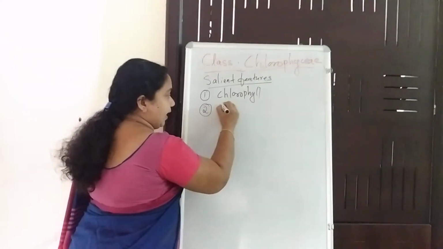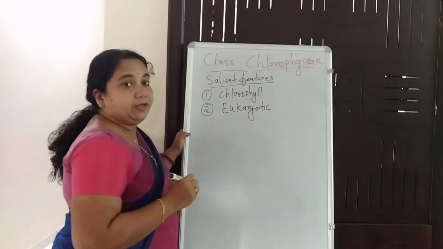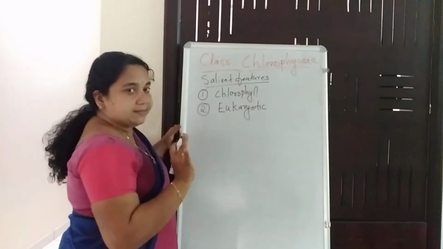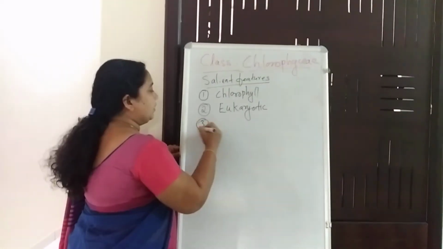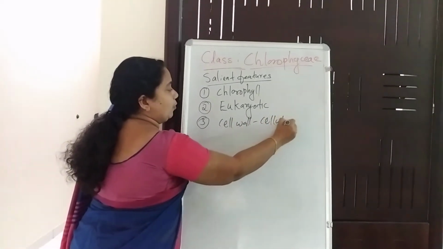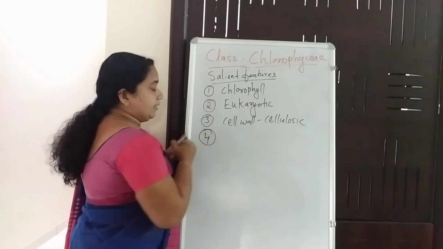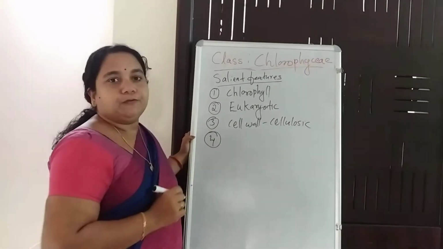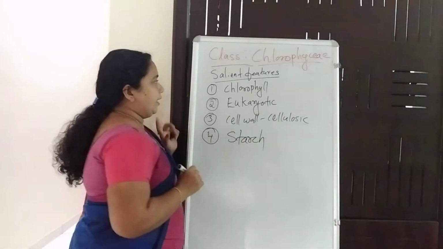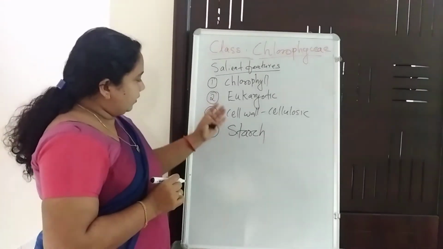it is a eukaryotic organism. What is a eukaryotic organism? An organism with true cells, that is, membrane bound organelles are present. Then its cell wall is cellulosic, which is another feature. And another feature is that the reserve food material is starch, like that of higher plants. These are the main differences.